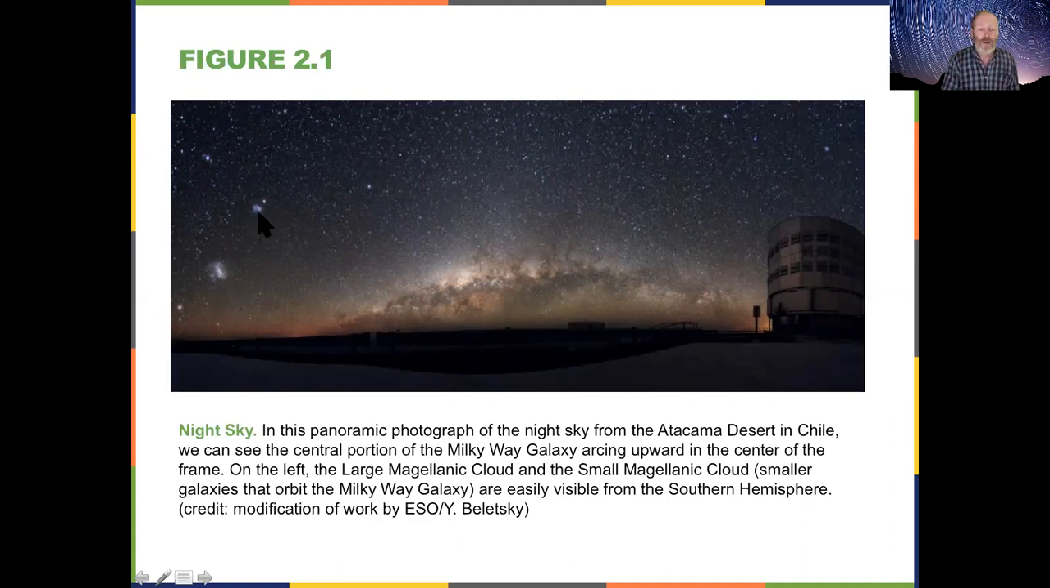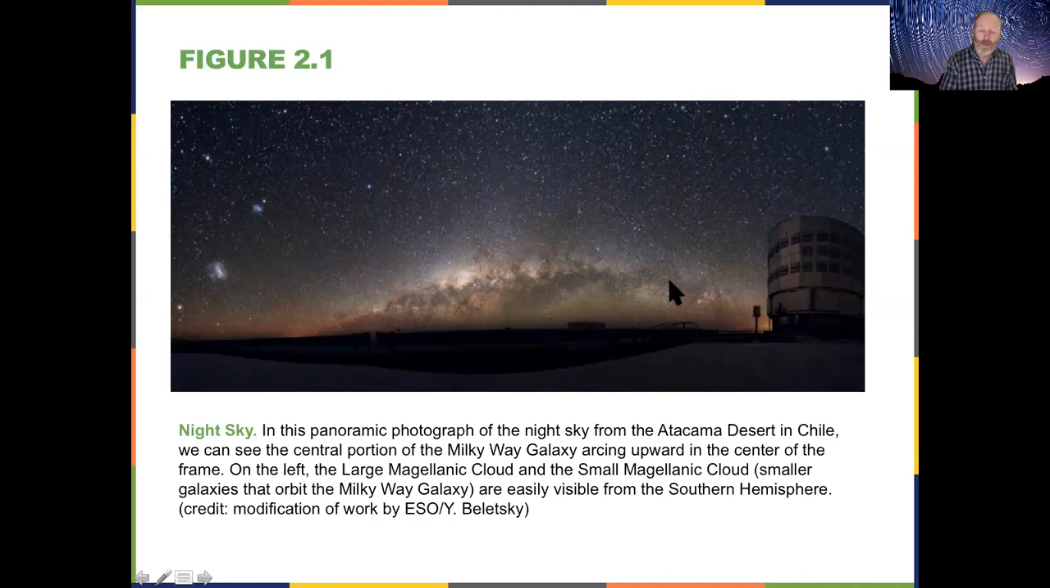This is the Large and Small Magellanic Clouds. Those are two of the closest galaxies to our galaxy. Our galaxy is actually pulling them in gravitationally. We're eating them for breakfast, as it were. And we can't see those from up here in Indiana. You see those from the southern hemisphere. So when you see those cloudy things in a picture, you can know that it is a southern hemisphere image.